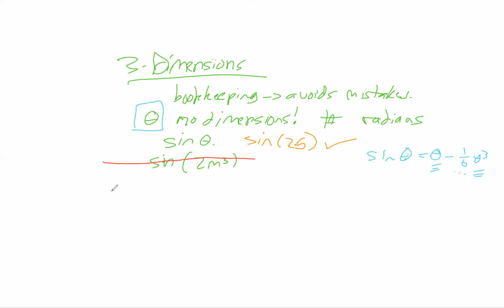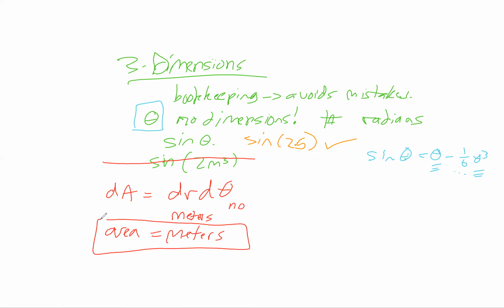So if we tried dA equals dr d theta, this has dimensions of meters. This has no dimensions. So that would say that area is measured in meters. That is so wrong, right? It's meters squared. So that means you need to add an r, meters. So just the usual dimension heuristic checking allowed us to see why we need that extra r. Okay, that's all for this video.